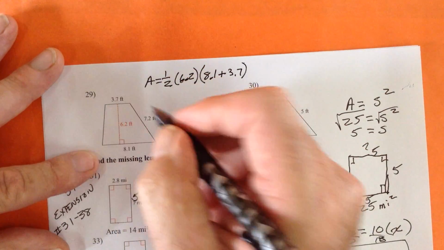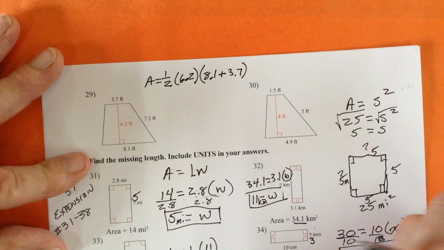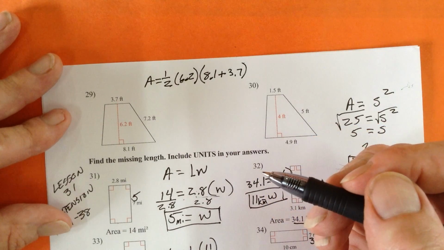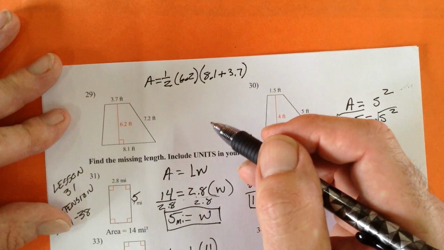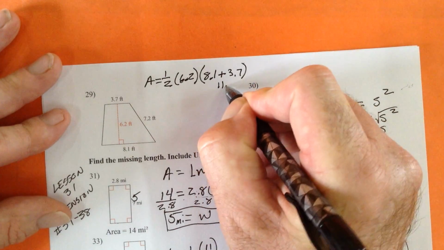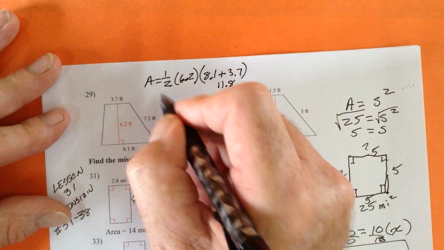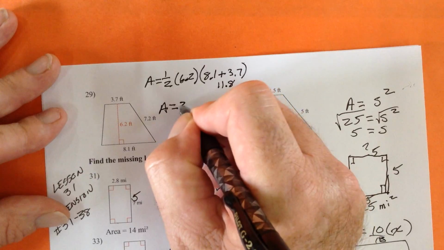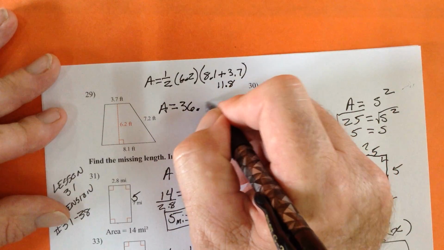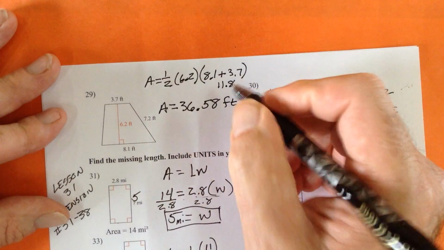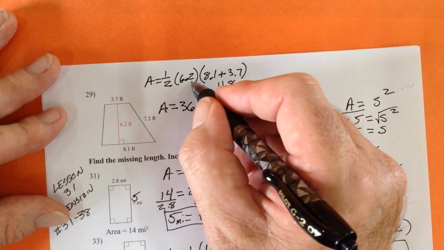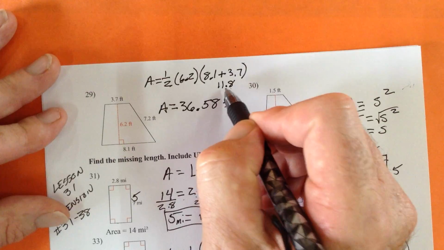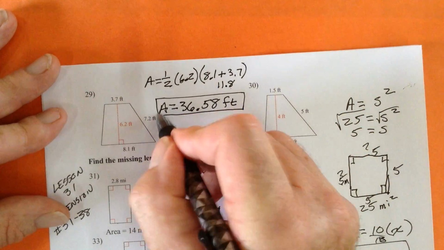This is not the height. If they give you this side, then you can use it for finding the perimeter. So here, this adds up to 11.8, and then you do the math, and I ended up with 36.58 feet. You go 11.8 times 6.2 divided by 2, because you need half of it, or you go 0.5 times 6.2 times 11.8. Whichever is easiest for you.